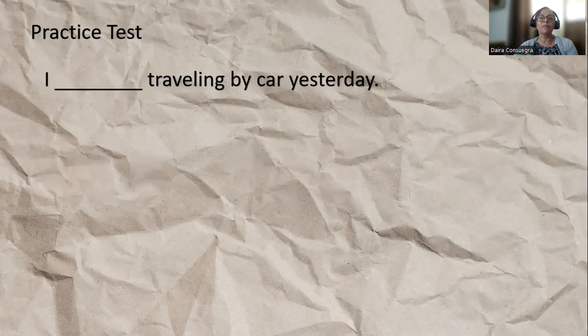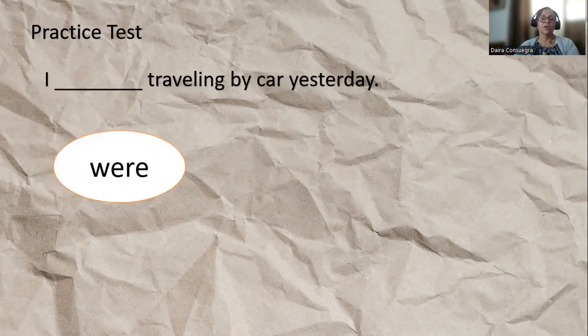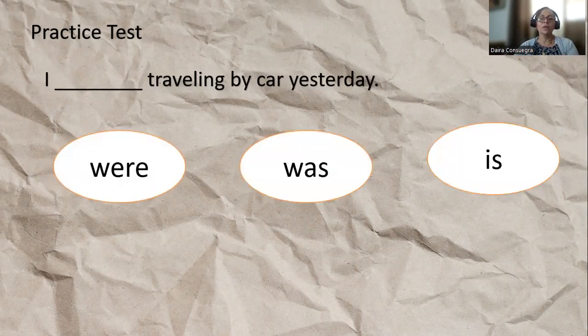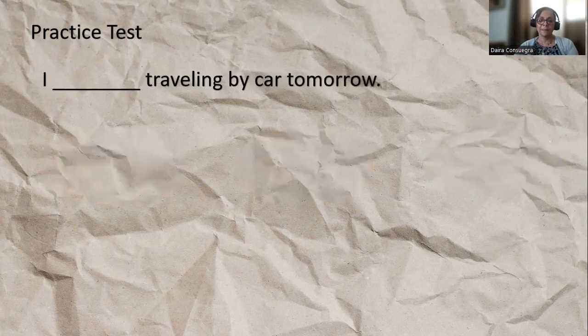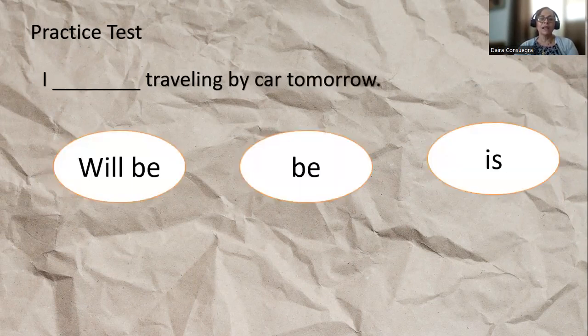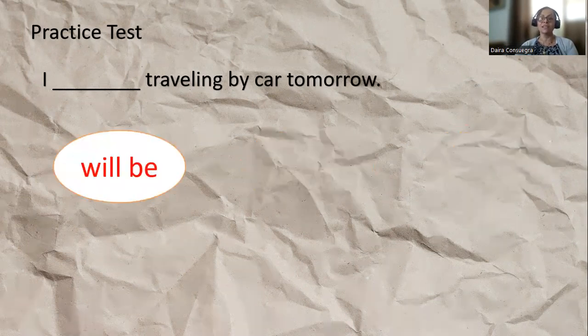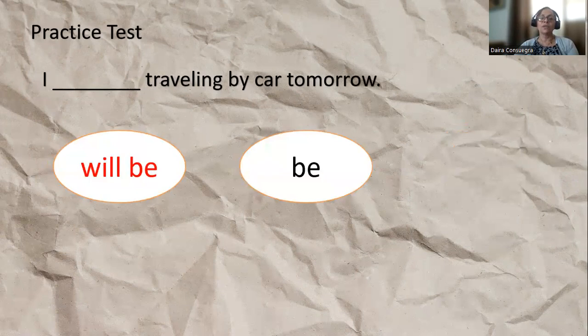I traveling by car yesterday. Ayer, la palabra clave, ayer. So it is were, was, or is. What do you think? Oh, of course, yes, it was. I was traveling by car yesterday. And here we have I traveling by car tomorrow. So it's an action in the future. Which is the answer? Okay, the answer is will be. I will be traveling by car tomorrow.